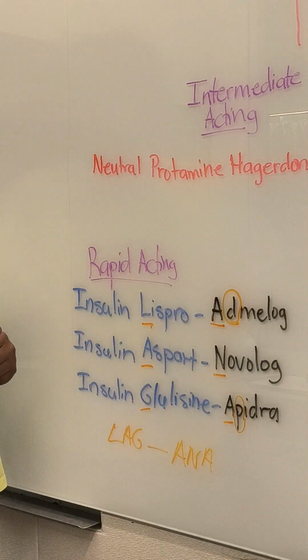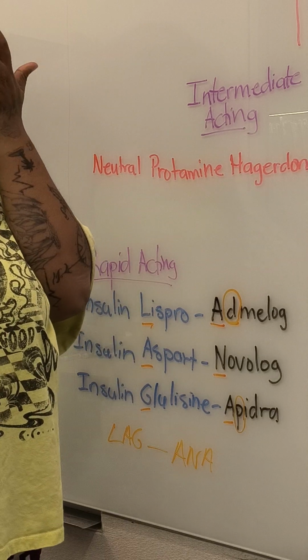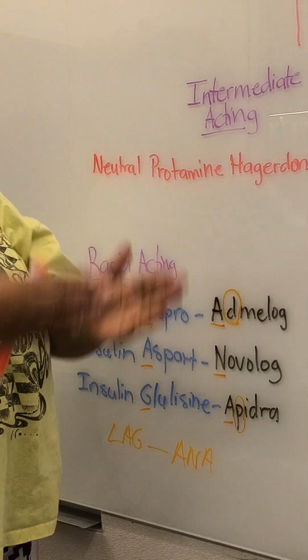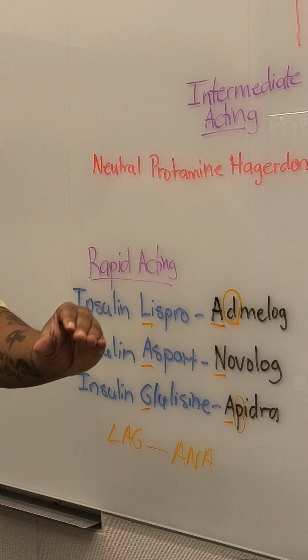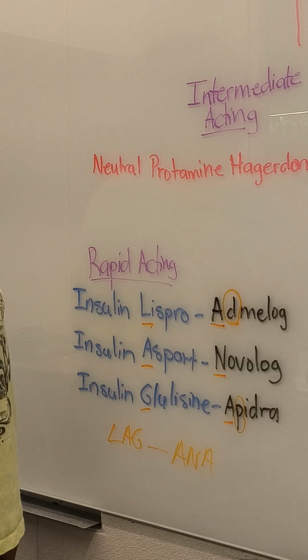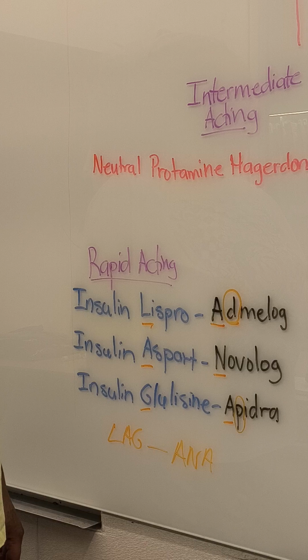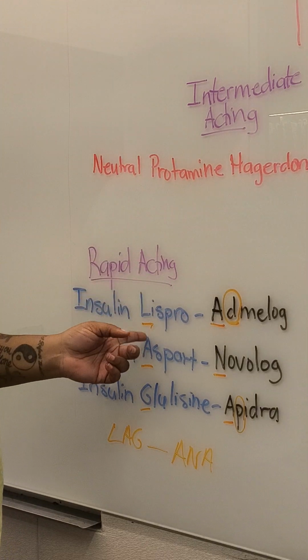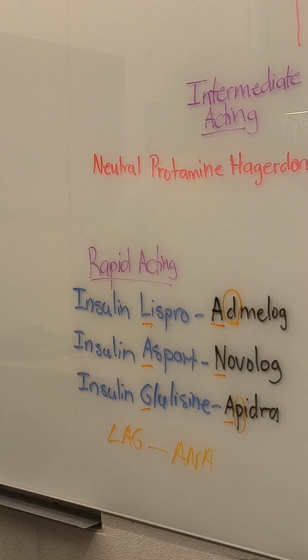So if I have an exam and they say, what is insulin lispro? And I remember that I wrote them as lag, lispro, aspart, and glulisine. Then on the other side, I have Admelog, Anna, which is Admelog, Novolog, and Apidra. So if I am at L, which is lispro, then it's Admelog. That's really how I put them together to remember.